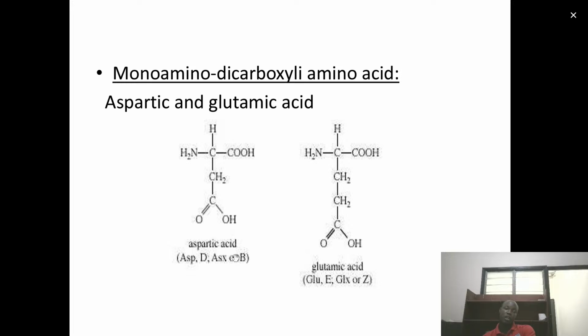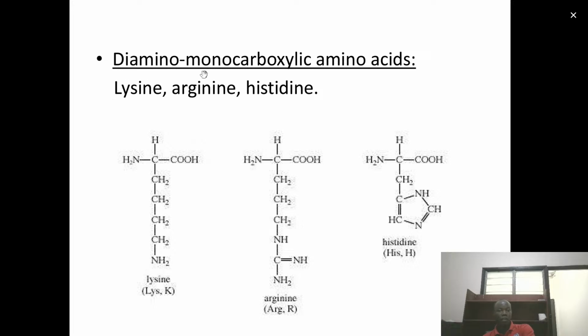And we also have monoamino dicarboxylates, those that have one amino group but two carboxylic groups. So we have aspartic acid. You can see clearly there is a carboxylic group here, and there is also another one here. And then we have diamino monocarboxylic, those that have two amino groups but one carboxylic group. We have lysine, arginine, and histidine.